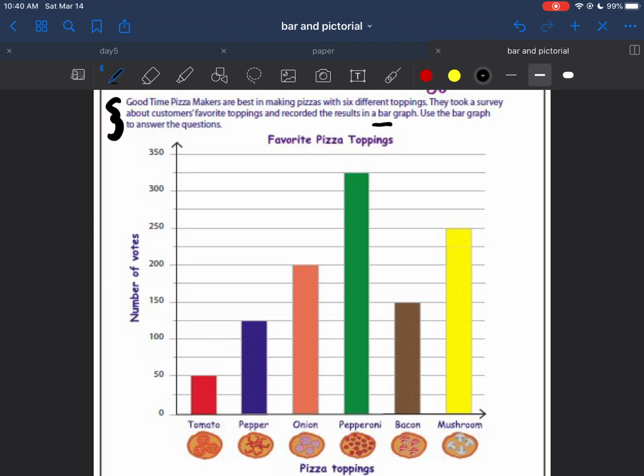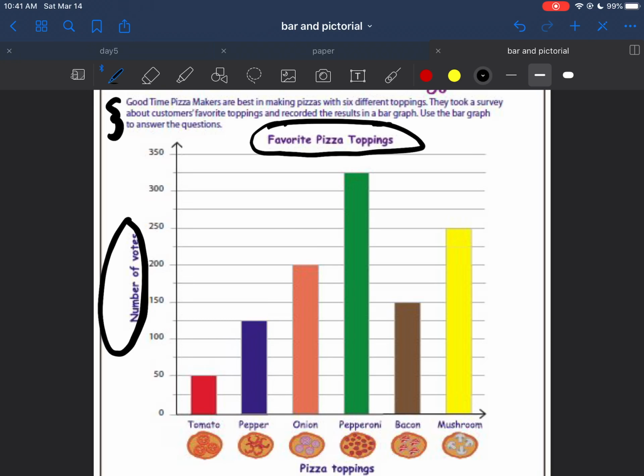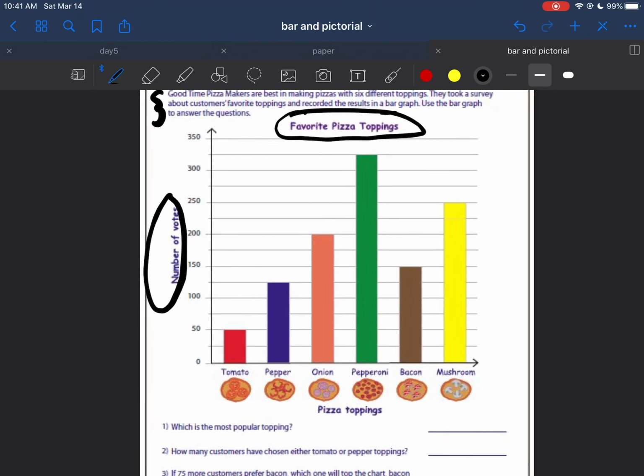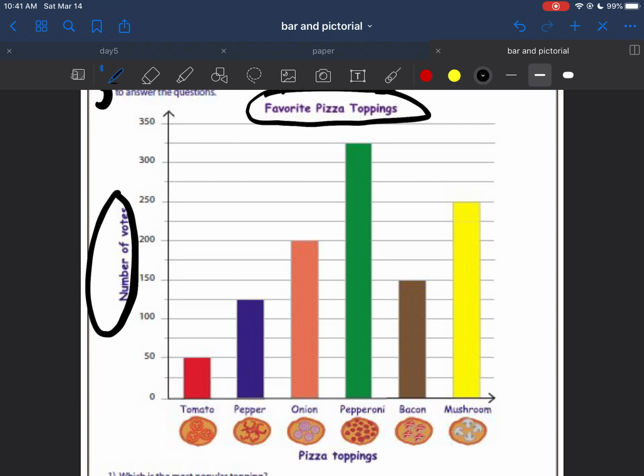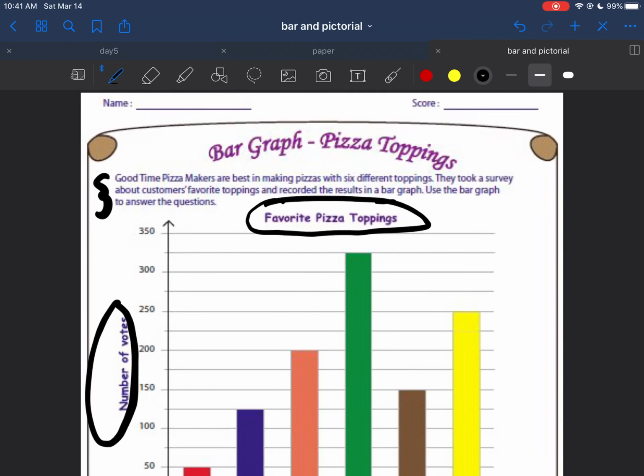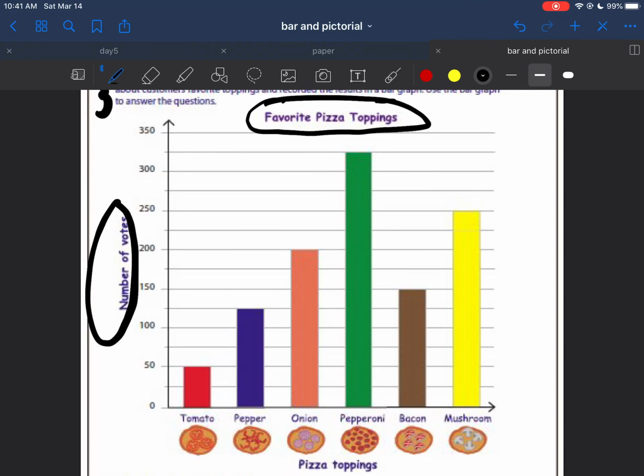Okay, so the title of our bar graph is Favorite Pizza Toppings. So that lets us know that the data collected in this graph is talking about favorite pizza toppings. It's not talking about favorite toys, favorite subjects. It's talking about favorite pizza toppings. Now, on the side, we know that our numbers represent the total number of votes that topping received, okay? So if we go down here to the bottom, we see that tomato is our first favorite pizza topping.